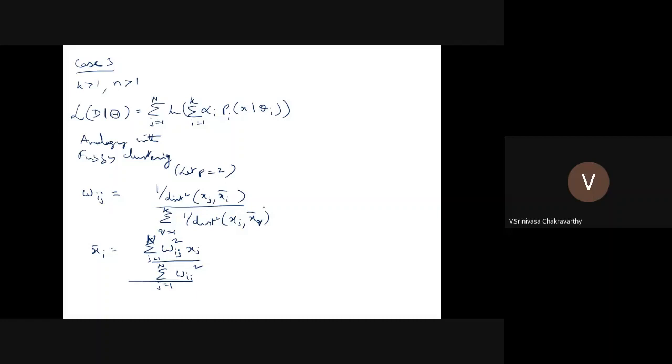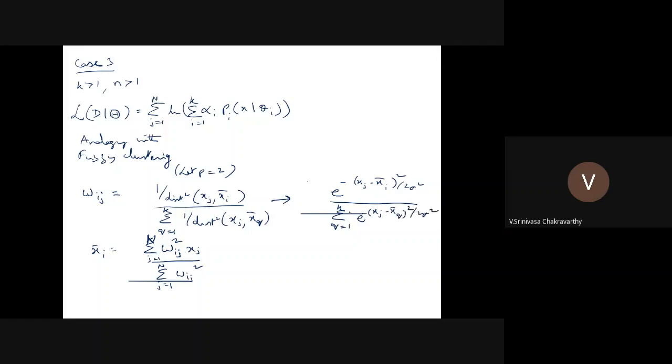Now, one way to look at this is, to extend this, 1 by distance squared, this quantity increases as you come closer and closer to some weight vector, right? An analogous expression that you can have here would be something like e to the power minus xj minus xi bar whole squared, by 2 sigma squared, divided by the sum over q equal to 1 to k of e to the power minus xj minus xq bar squared by 2 sigma squared.